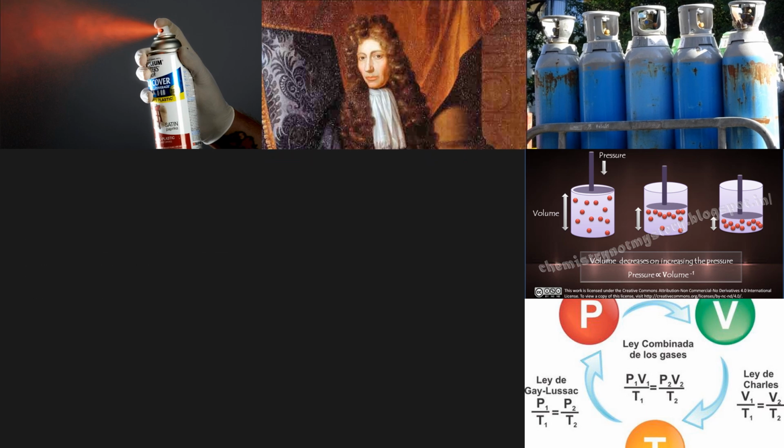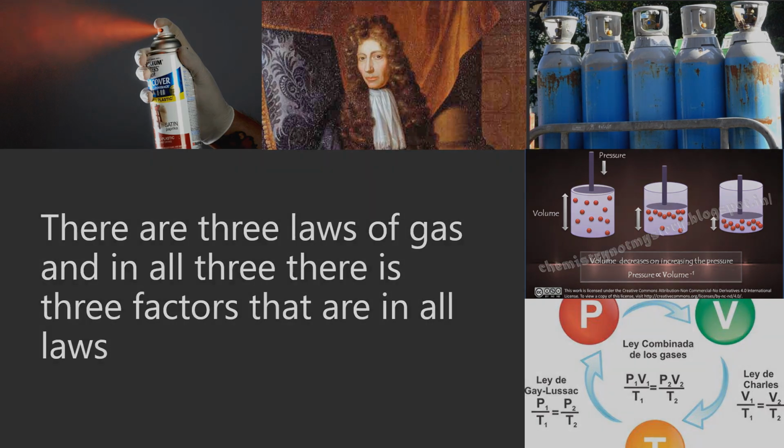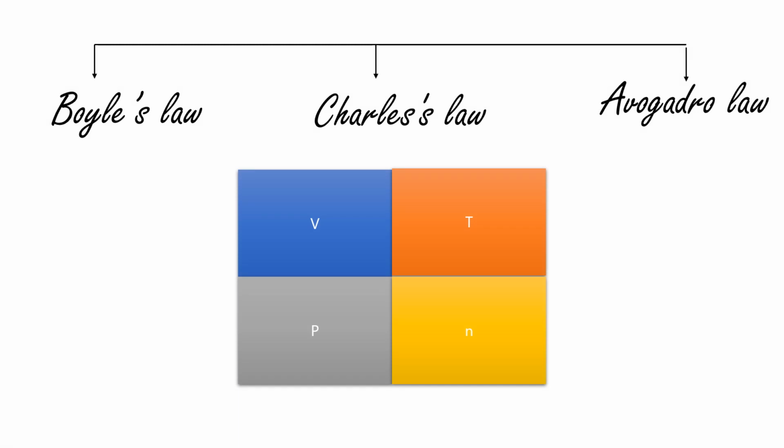So basically, gas laws are based on 3 laws of gas, and in these 3 laws there are also 4 factors. These 3 laws are Boyle's law, Charles' law and Avogadro's law. Now the factors that I told you, there are 4 factors. The first factor is volume, the second is temperature, the third is pressure and the fourth is the number of moles.